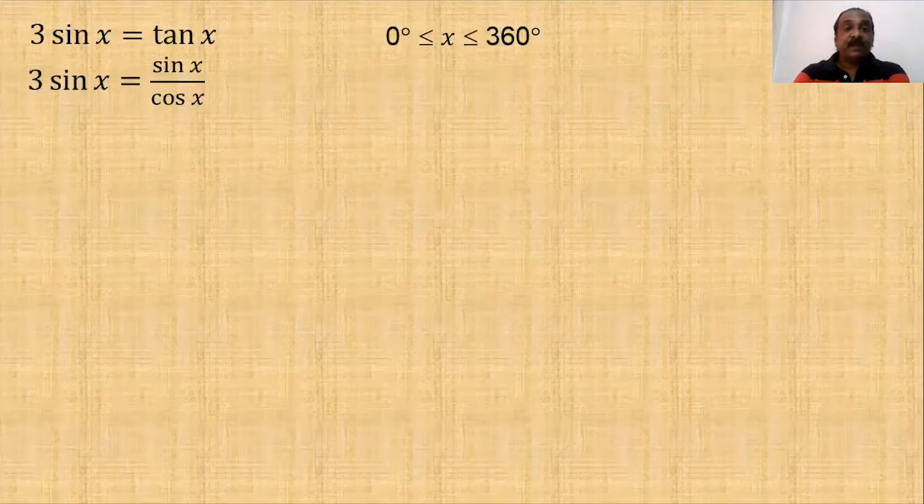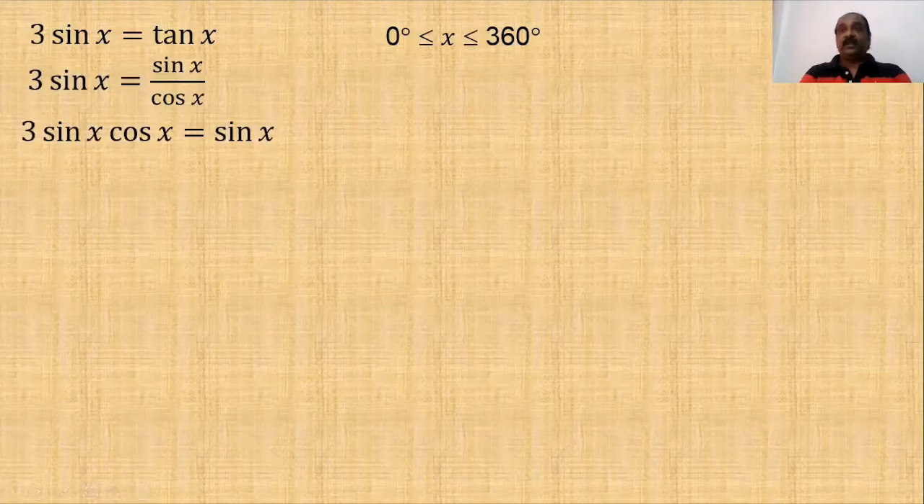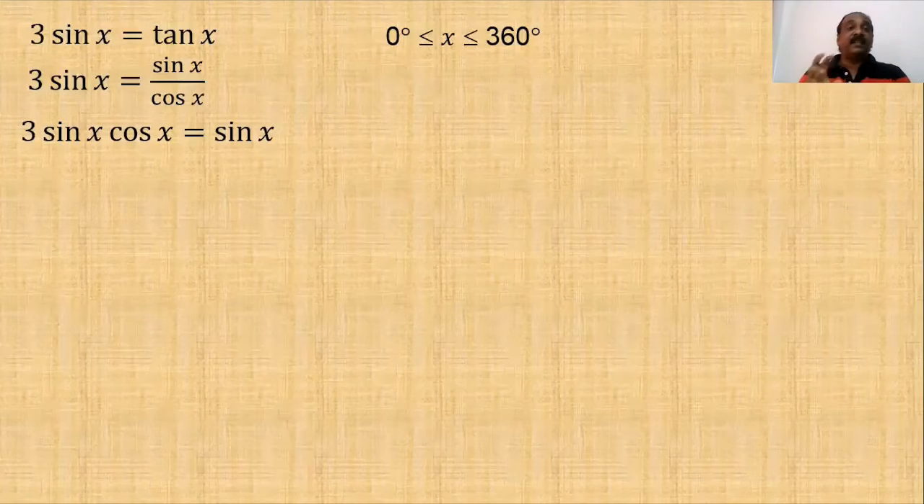The next step, bring the cos x to the left hand side. Multiply with the 3 sin x. It will become 3 sin x cos x equals sin x. Alright? See, all the terms are there. I never eliminate, I don't remove any. I changed tangent to sin and cos only. The info is still there. Nothing I eliminate. So cos x I moved to the left side, multiplied. So 3 sin x cos x equals sin x.